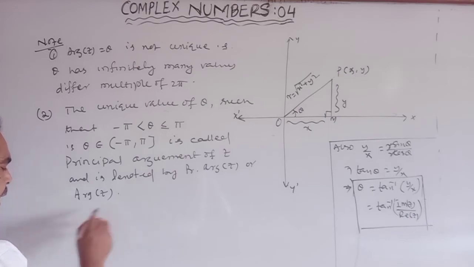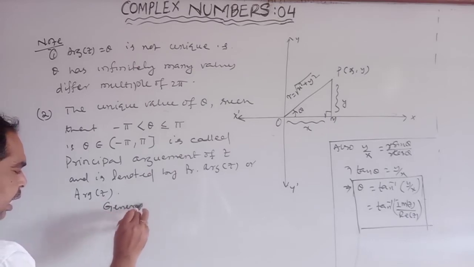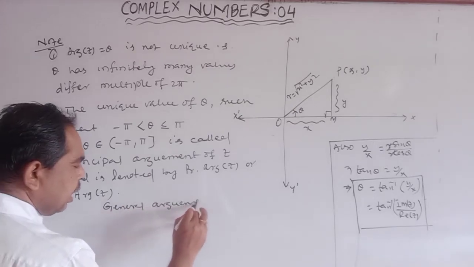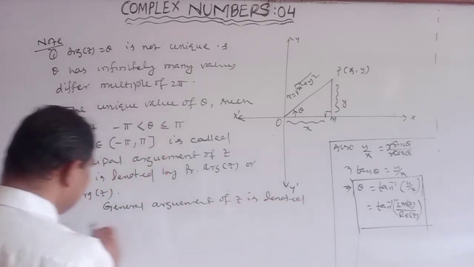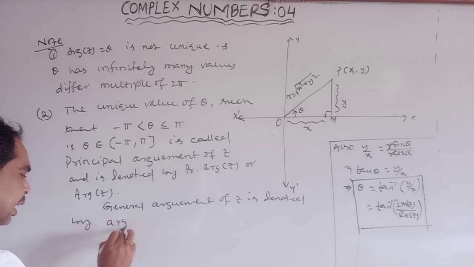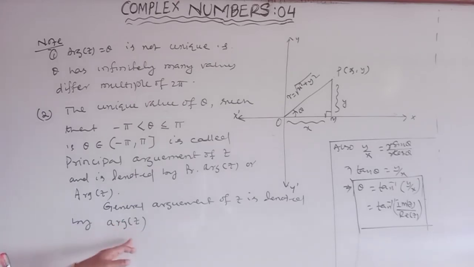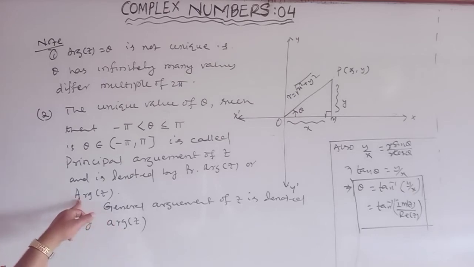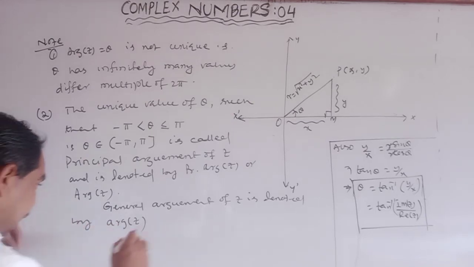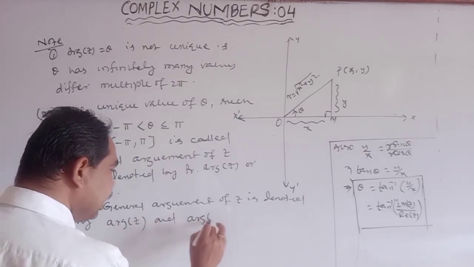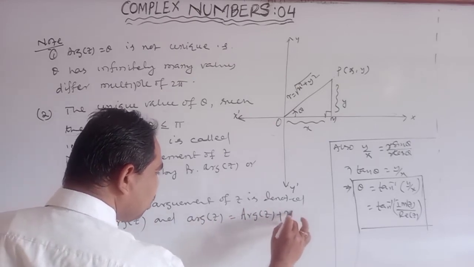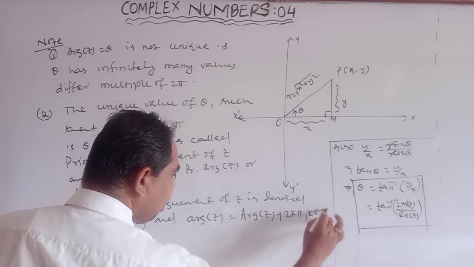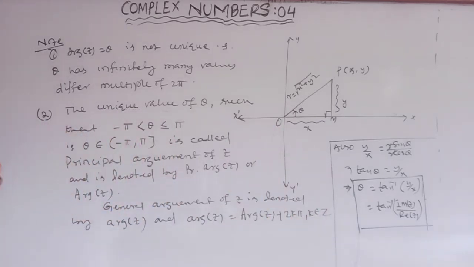Next, the general argument is denoted by small letter arg z, while capital Arg means unique. This is general, and arg z is equal to capital Arg z plus 2k pi, k belongs to Z, meaning a multiple of 2 pi.